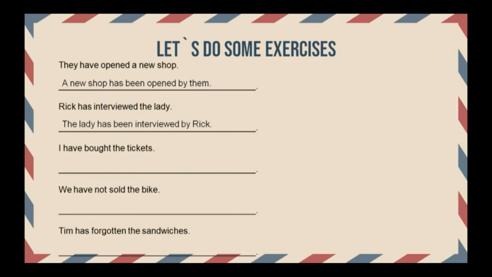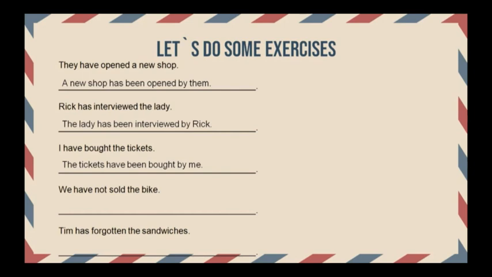Excellent. Next one. I have bought the tickets. So I is the subject, have bought is a verb in present perfect simple, and the tickets is an object. Excellent. So the tickets have been bought by me.